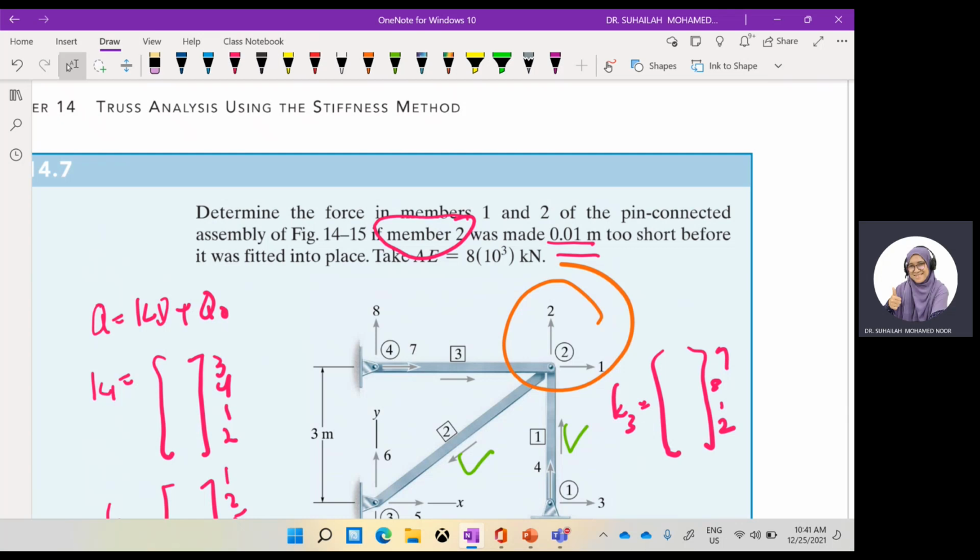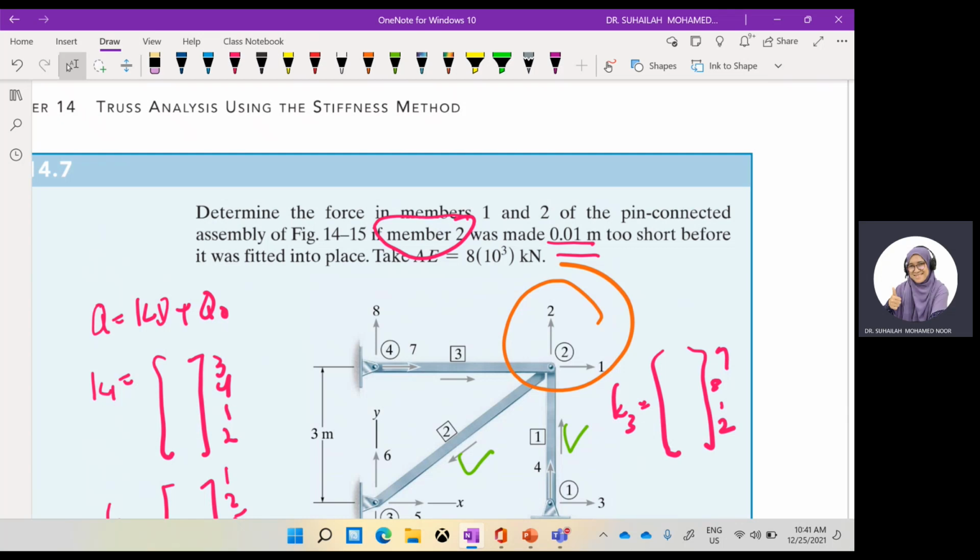But for analysis purposes, maybe in the question you can see that for temperature changes, member 1 gets a temperature change like this and member 2 gets a temperature like this. But in real conditions, if the effect comes from temperature changes, it will affect the whole structure. For fabrication error, we can pick certain elements only to see the effect.